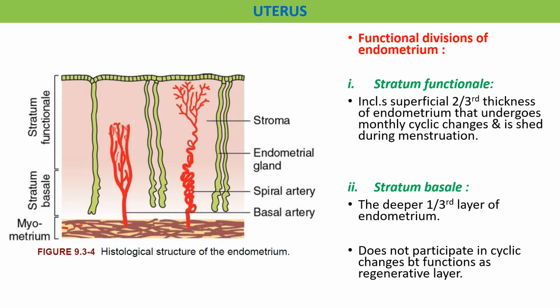This layer undergoes cyclic changes and shedding every month by the process called as menstruation. Stratum basale is the deeper one-third layer of the endometrium. It does not go under cyclic changes and shedding every month, but functions as a regenerative layer. This part is supplied by many short and straight basal arteries.